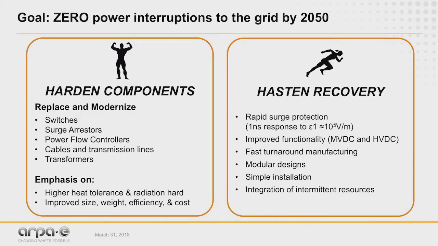So what does the transformer of year 2050 look like? I believe the time is now to imagine what that structure is going to look like, how will it be manufactured. With that, the goal of this program would be zero power interruptions to the grid by 2050, and these are some of the technologies, possible technologies, to harden the components, but also hasten the recovery.